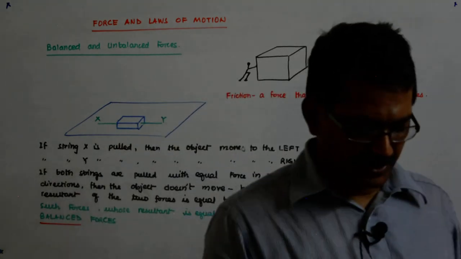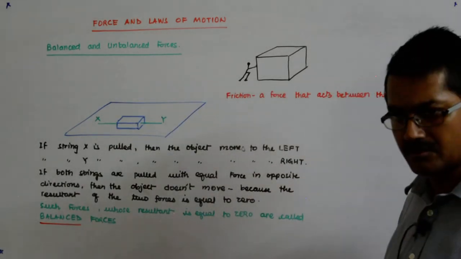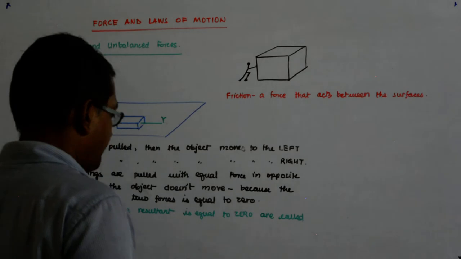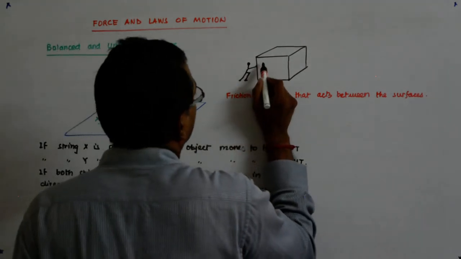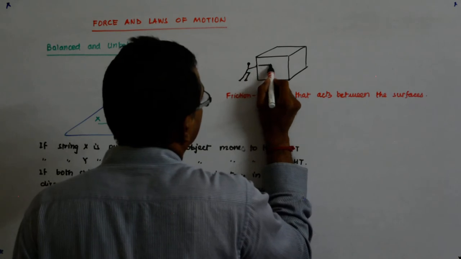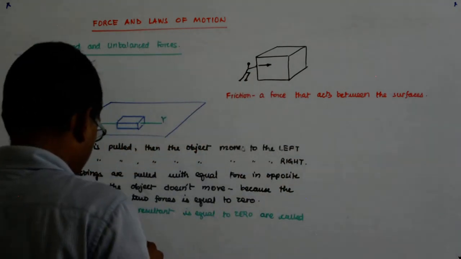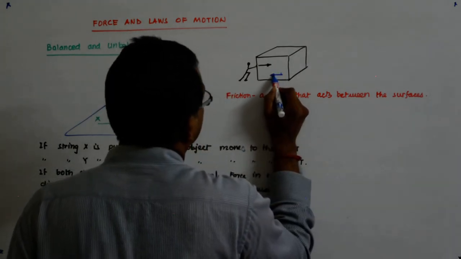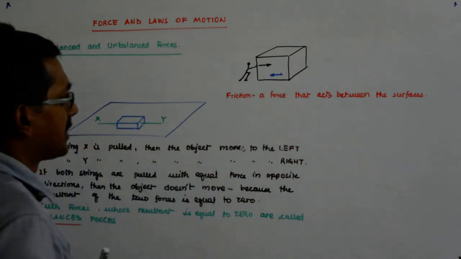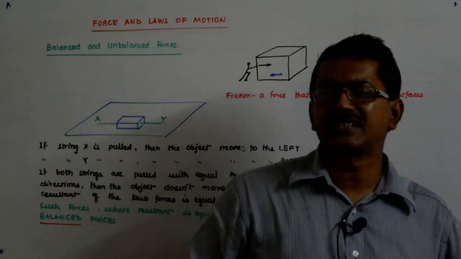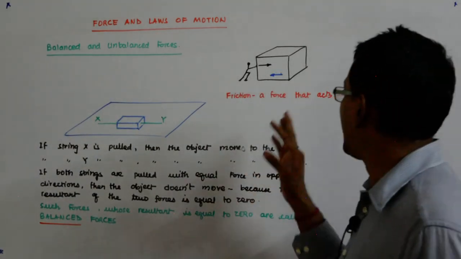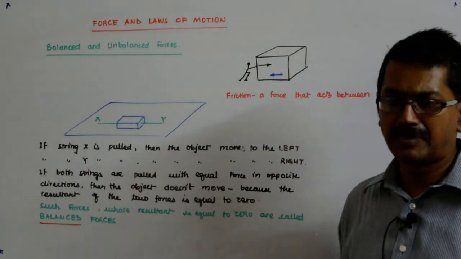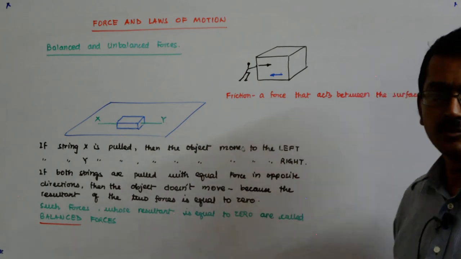Friction is a force that acts between the surfaces. It is a surface phenomenon, is it not? So it must be the friction that is the culprit. So this fellow is applying a force in this direction, but to counter him, maybe there is a frictional force that acts here, between the bottom of the carton and the floor on which it is resting. Fine. So it is that which must have led to an opposing force, and that's why these two are balanced and hence not able to move.